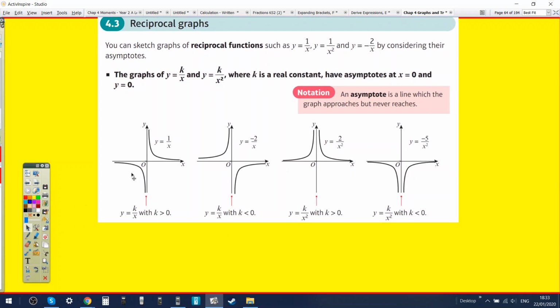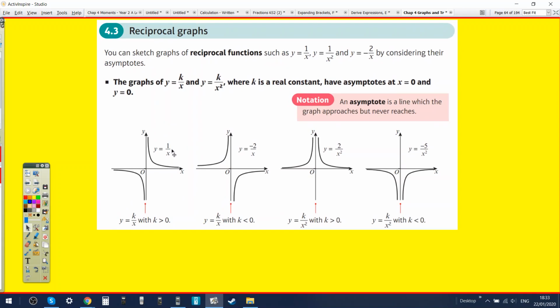Okay. Reciprocal graphs. So y equals 1 over x is in the first and third quadrants. Y equals minus a over x will be second and fourth quadrants, so they swap because it's a reflection. Y equals a over x squared is in the top quadrants, and minus a over x squared is in the bottom quadrants. I'm saying a because it won't matter what number is on the top. If it's positive, it'll look roughly like that.